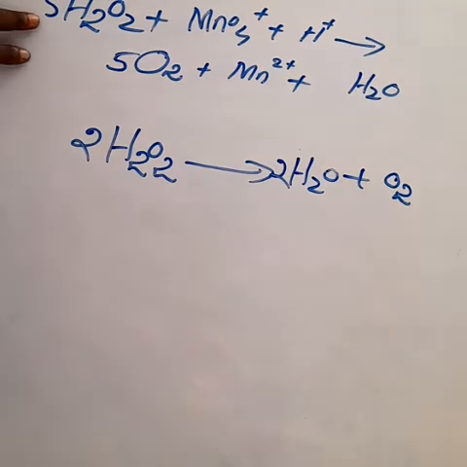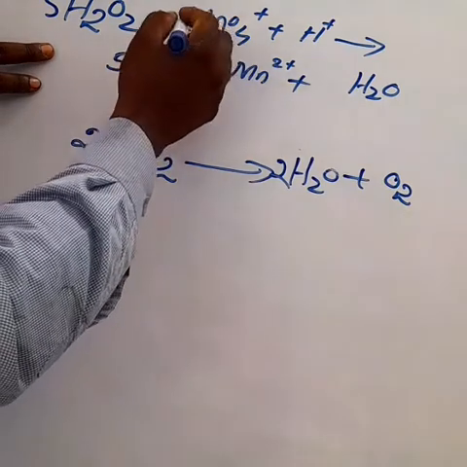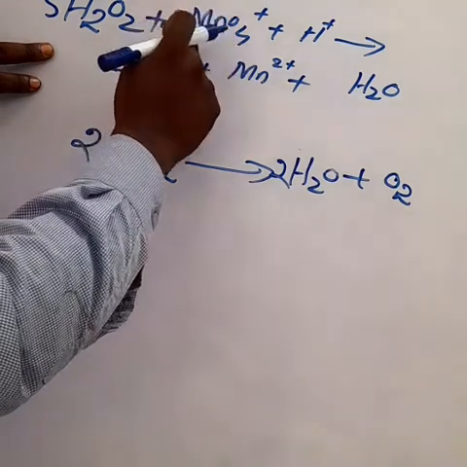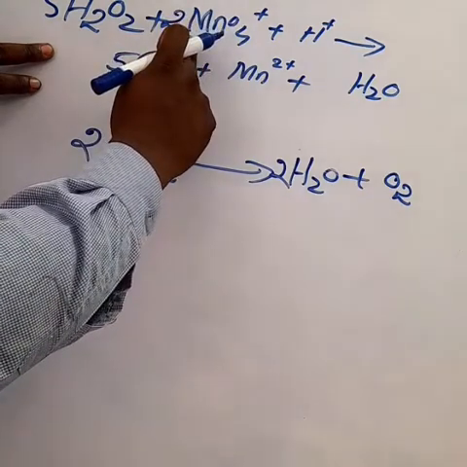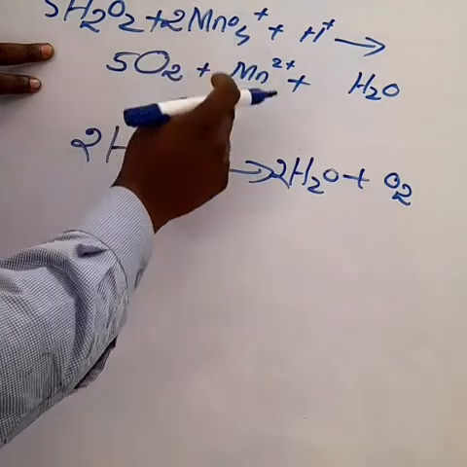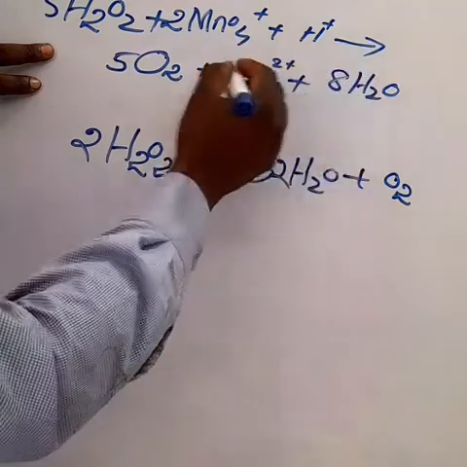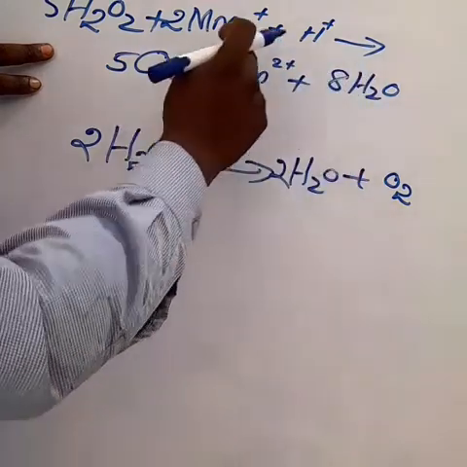Next, oxygen. If you make the reactant side 2MnO4 minus, then on the product side it is converted into 8 molecules of water. The 2 Mn2+ ions, that also balanced.